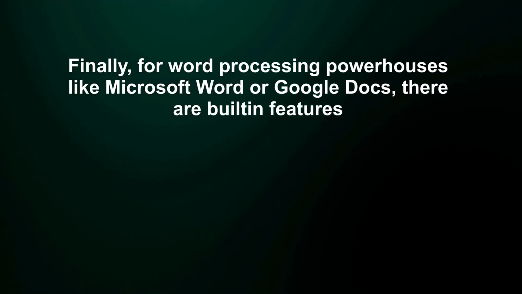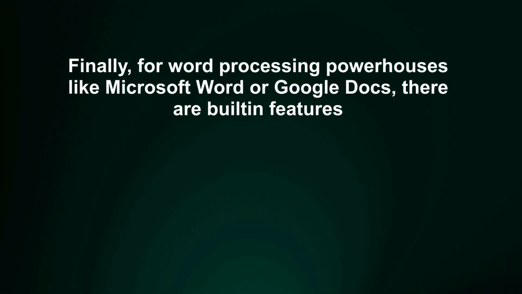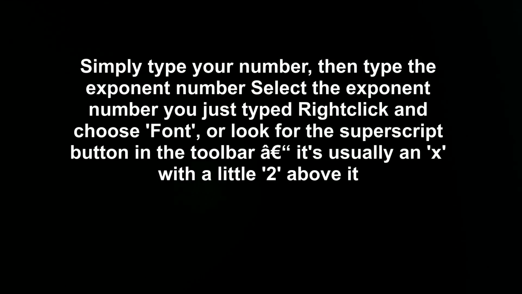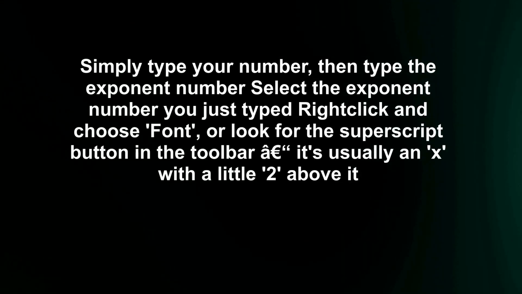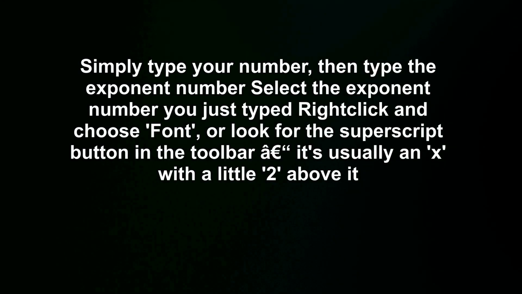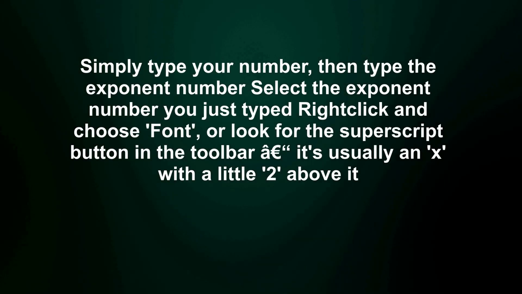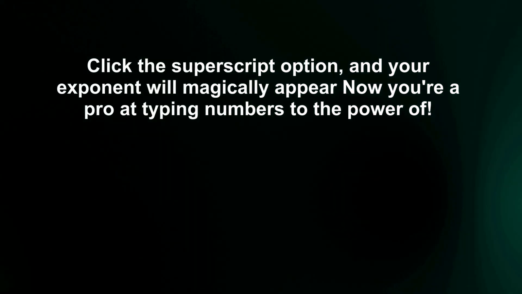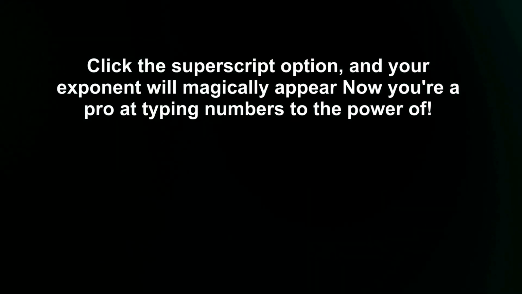Finally, for word processing powerhouses like Microsoft Word or Google Docs, there are built-in features. Simply type your number, then type the exponent number. Select the exponent number you just typed, right-click and choose font. Or look for the superscript button in the toolbar. It's usually an X with a little 2 above it. Click the superscript option, and your exponent will magically appear.